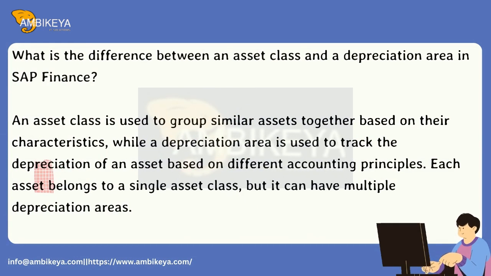What is the difference between an asset class and a depreciation area in SAP Finance? An asset class is used to group similar assets together based on their characteristics, while a depreciation area is used to track the depreciation of an asset based on different accounting principles. Each asset belongs to a single asset class, but it can have multiple depreciation areas.